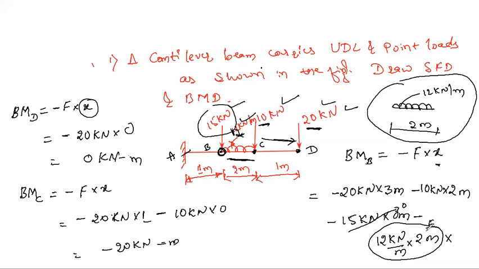Now as we know, once we convert the UDL into point load, this point load acts exactly at the center, which is at a distance of 1 meter. This is our point B, and this is our point C. So from B it is at a distance of how much? From B it is at a distance of 1 meter. So we need to multiply with 1.